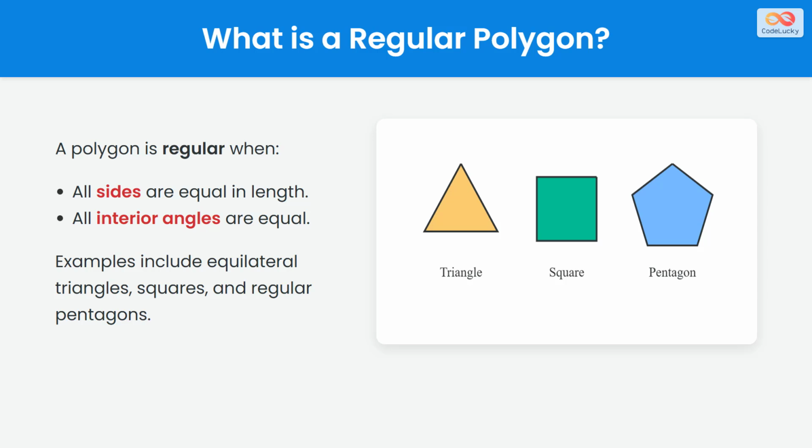First, let us define what we mean by a regular polygon. A polygon is regular if all its sides are of equal length and all its interior angles are equal. Common examples include the equilateral triangle, the square, and the regular pentagon.